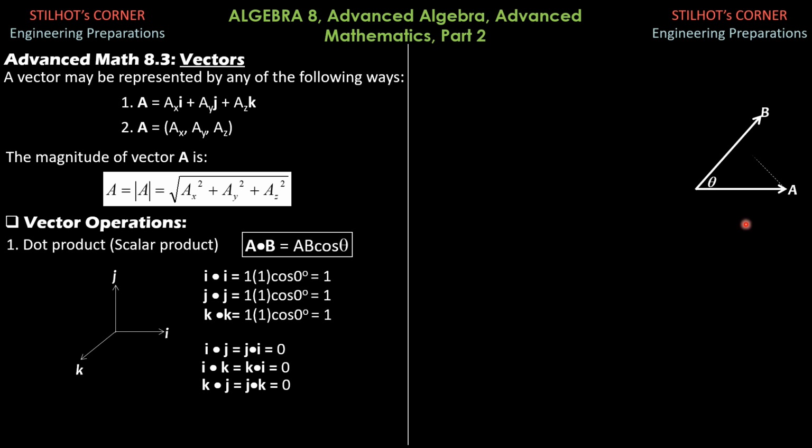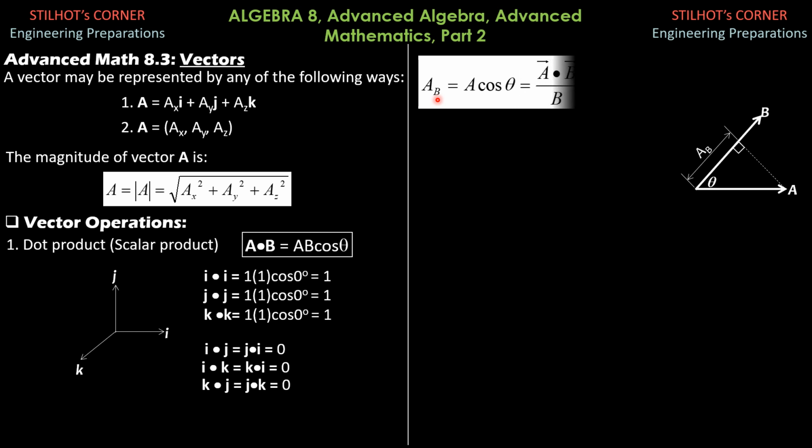For the other application, we just drop a line from the tip of A perpendicular to B, and therefore this is the projection of A in the direction of B, and that is a scalar, A cosine of theta. So A sub B is A cosine theta, and A cosine theta is from here. It is A dot B divided by B. So A sub B, the scalar projection of A onto B, or the component of A in the direction of B, that's the other term, is equal to A dot B divided by the magnitude of B.